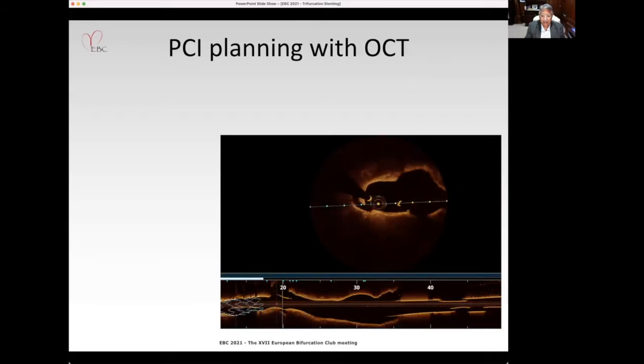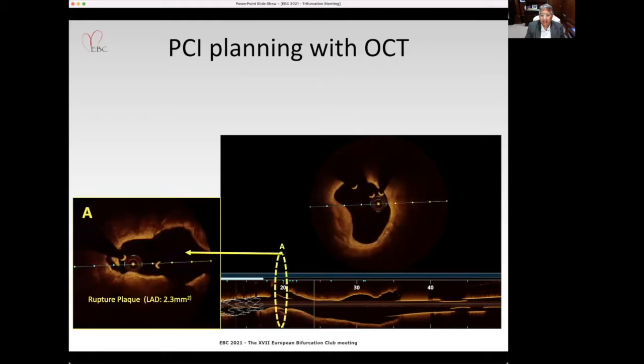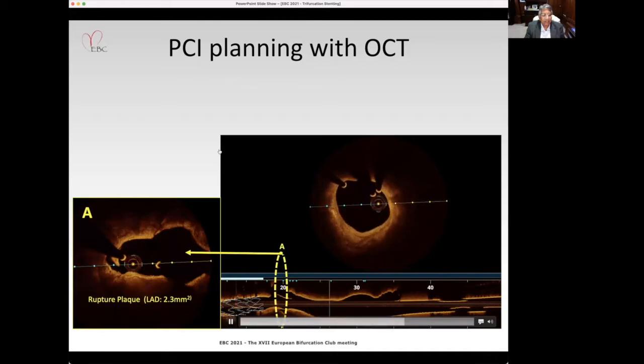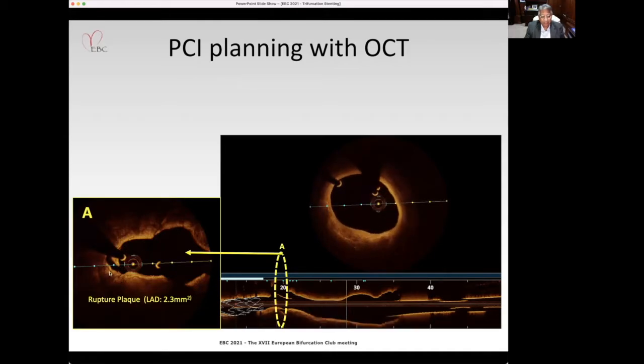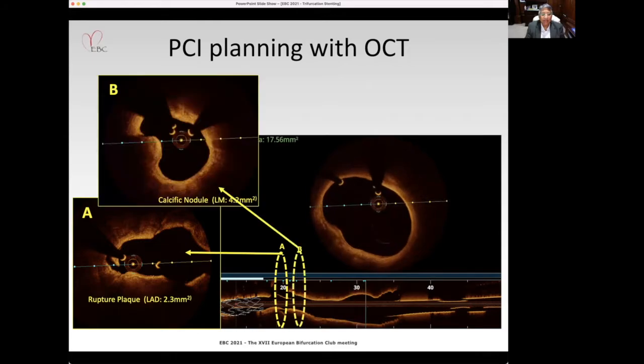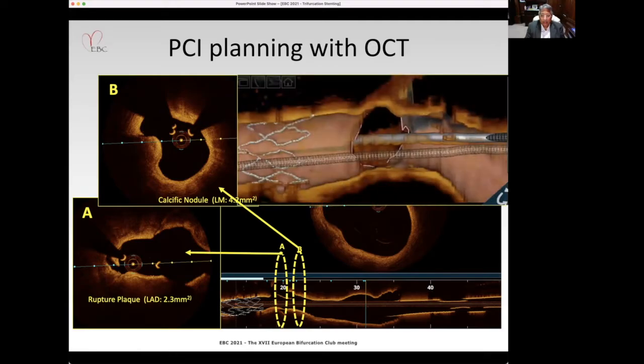The stent in the proximal LAD was underdeployed. And if you look at the area of confluence, there is a ruptured plaque there, which is healed, with an area of 2.3 millimeters square. The left main had a calcific nodule with an area of 4.2 millimeters square. The 3D gave us a very important point, and that is the ostia of the circumflex and the ramus was a single ostium. And that was an important point.